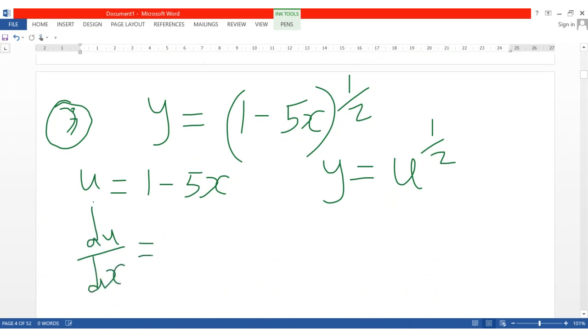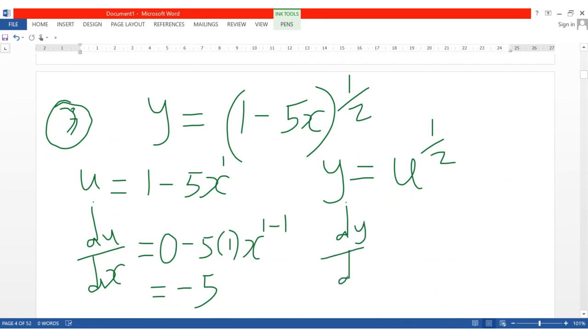So this one, differentiate a constant, you get 0. Any number can be given as power 1. So the power will come down. So 5, the power will come down. Reduce the power by 1, 1 minus 1. So I'll end up with what? Negative 5. Here I'll get dy all over du.